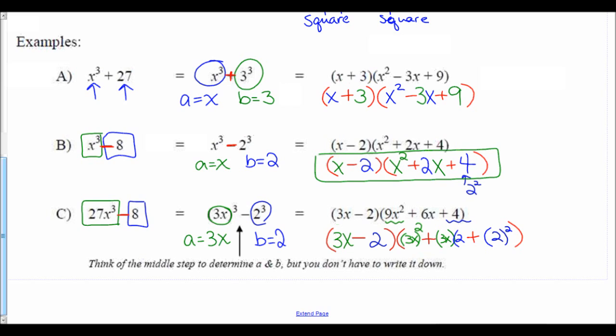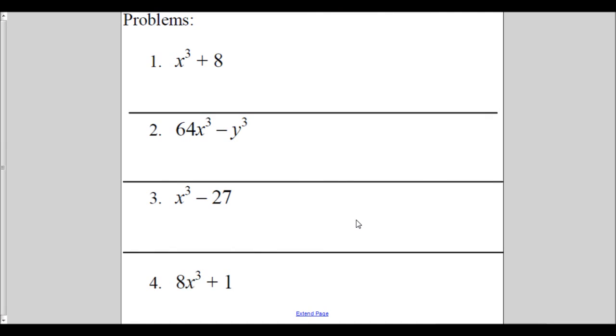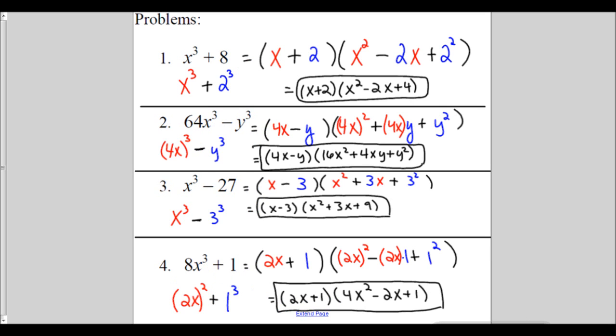And 2. So 3x times 2 is where my middle term came from here, of 6x. Pause the video while you try the 4 problems at the bottom of the page. You can check your answers for 1 through 4 here. Remember, in order for these problems to work, the numbers have to be cubes, nice cubes like 1, 8, 27, 64, nice cube numbers.